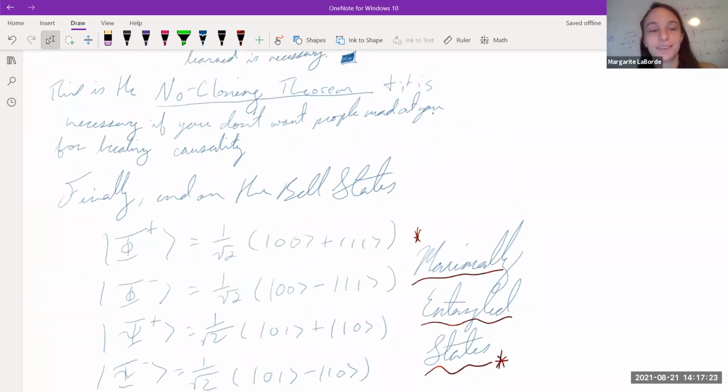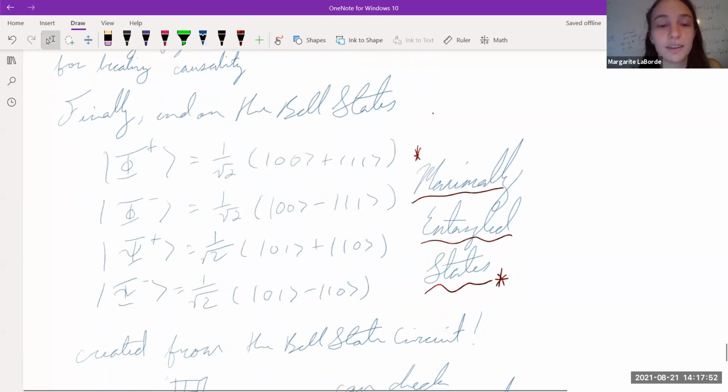This fancy thing, which is called the no cloning theorem, which is a very interesting name, I think, is actually very fundamental if you don't want people mad at you for breaking causality. So if we have someone going over teleportation after me, a lot of people are saying, no, you're transmitting information faster than the speed of light. You're actually not allowed to do that because of the no cloning theorem. If you don't have the no cloning theorem, Einstein fans would be a lot more mad at us than they already are.